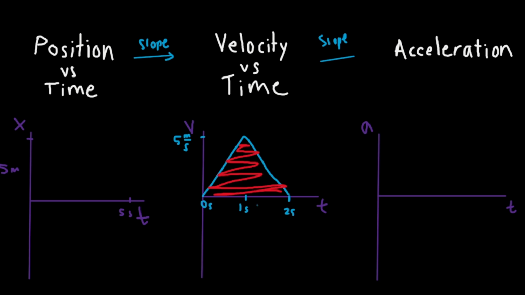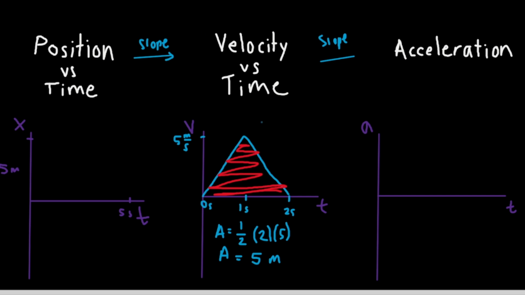So we can use the area of a triangle formula, or if you're in calculus, you take the integral of the graph. And since we're going to keep it simple, we're going to do the area of a triangle formula, which would be half base, which would be 2 seconds, times height, which is 5 meters per second. So we get the area to be 5 meters traveled.